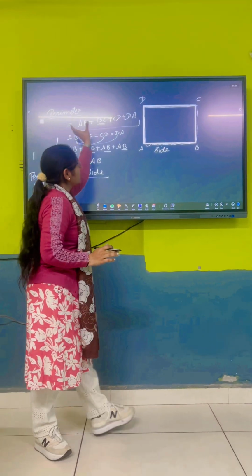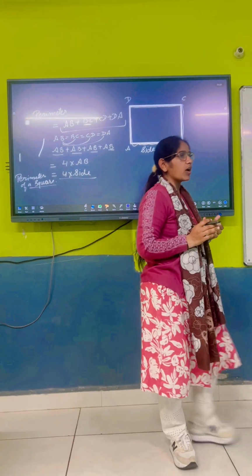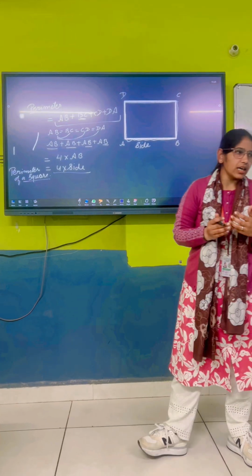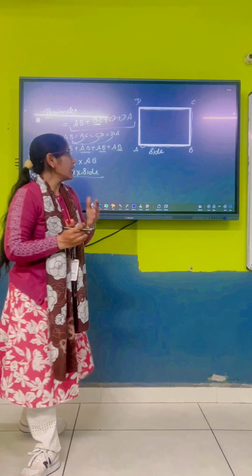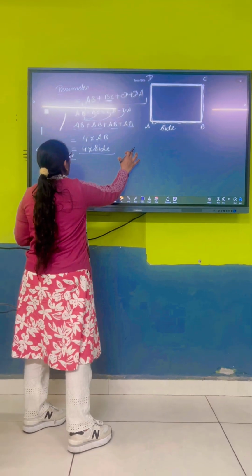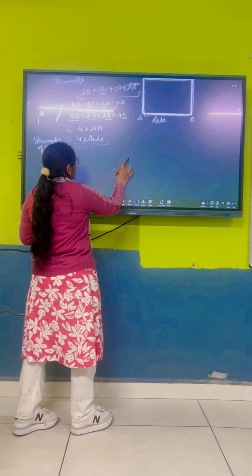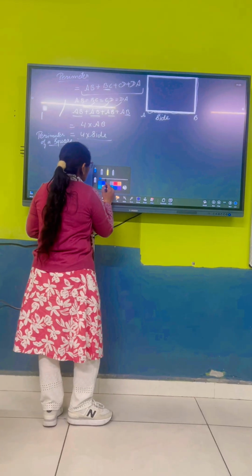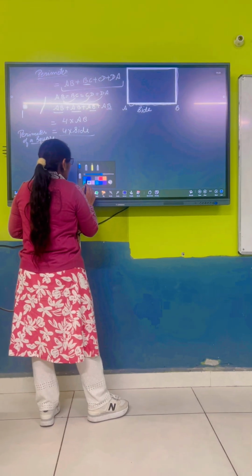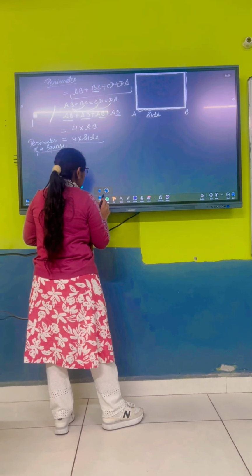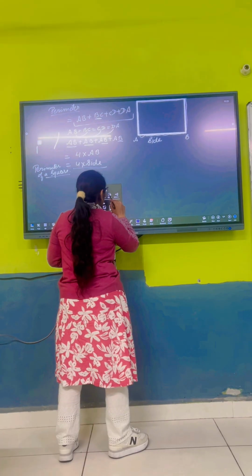With the help of this formula, we can also find the perimeter of a rectangle. In a rectangle, are all sides equal or not? Only opposite sides are equal.